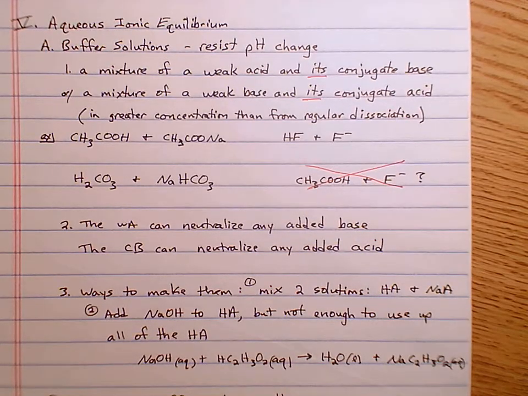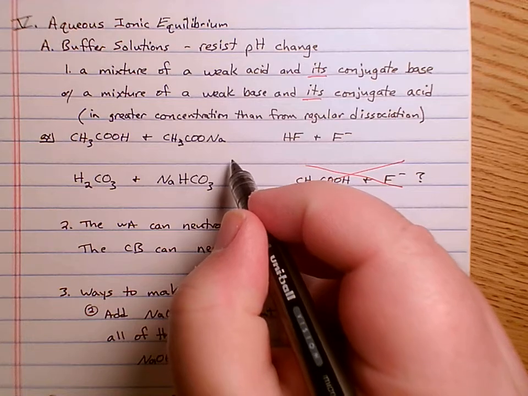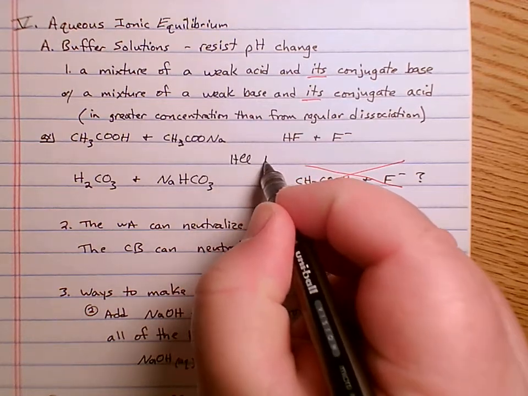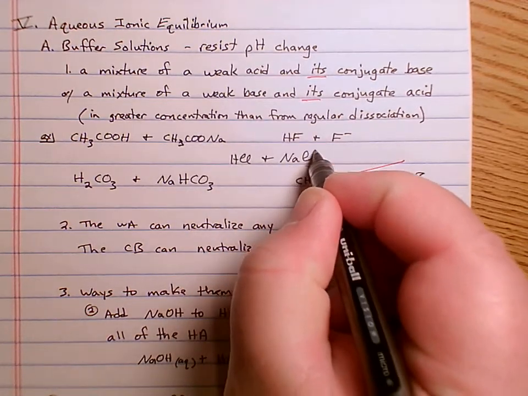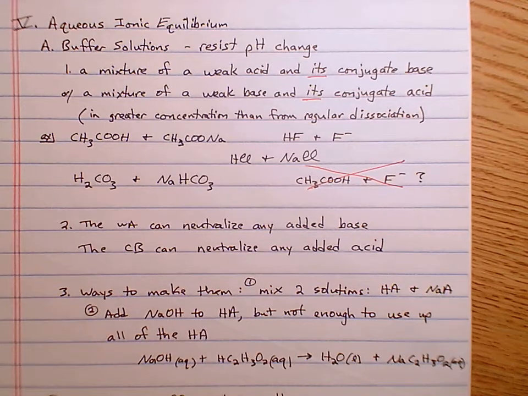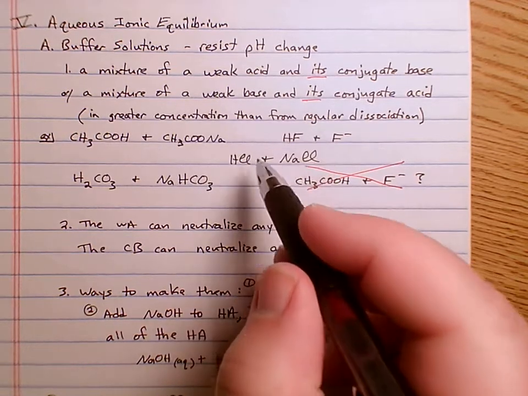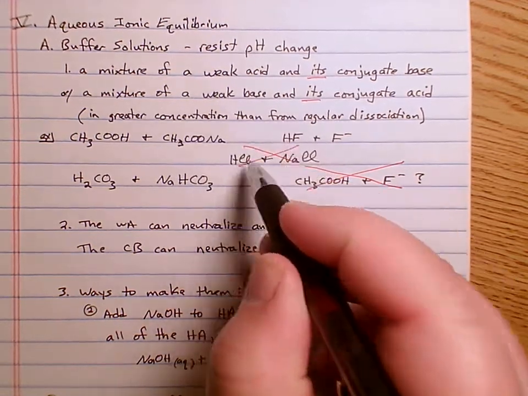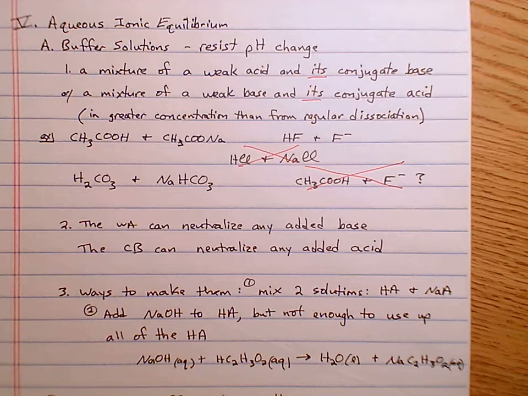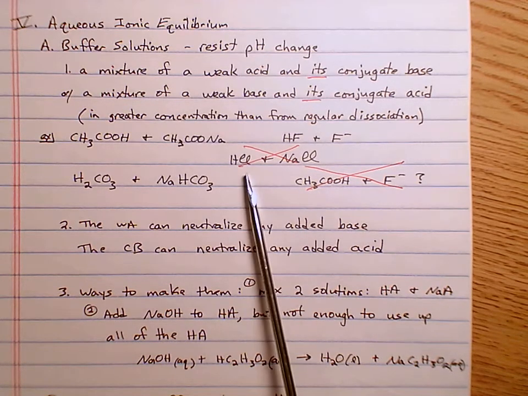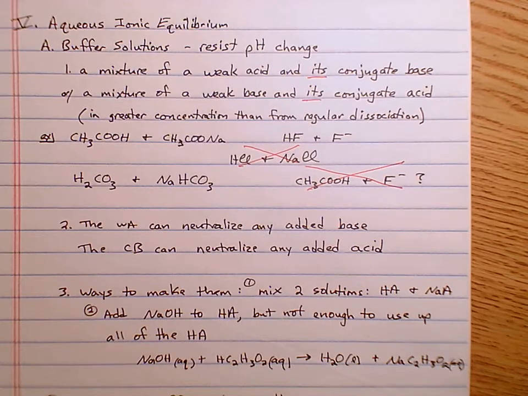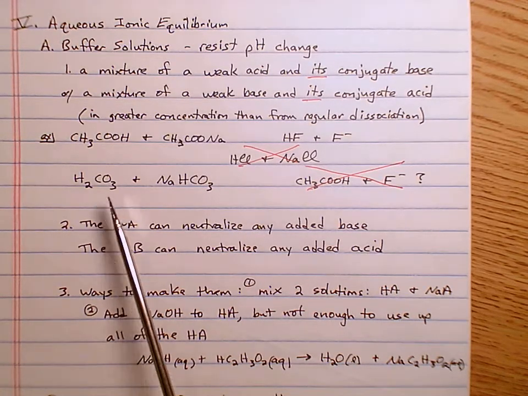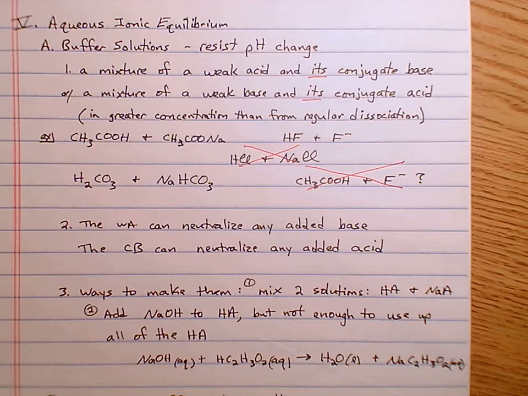And let's just throw one more in there just for fun. How about HCl and NaCl? Is this a buffer solution? No, it's not. Why is it not a buffer solution? Because HCl is not a weak acid. HCl is a strong acid, and although NaCl is the conjugate base, it's not the conjugate base of a weak acid. So that's not a buffer solution either. You need to have a weak acid and its conjugate base.